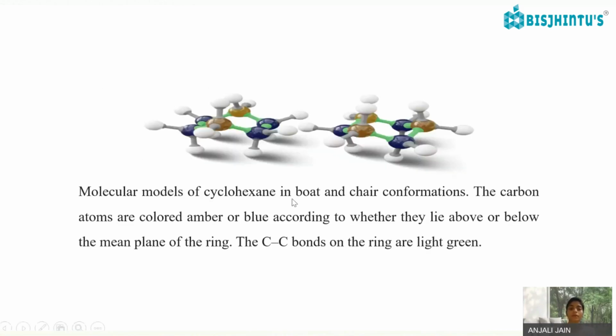So if we talk about the molecular model of cyclohexane in boat and chair form, the carbon atoms are colored amber or blue according to whether they lie above or below the plane of the ring. The C-C bonds of the ring are light green. So these bonds are above the plane, and these are below the plane. These bonds show the boat and chair conformation.